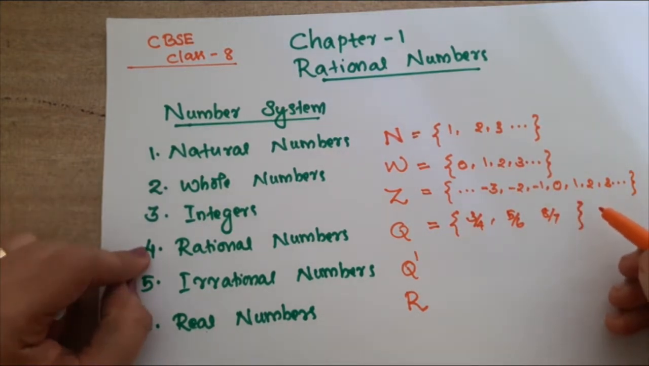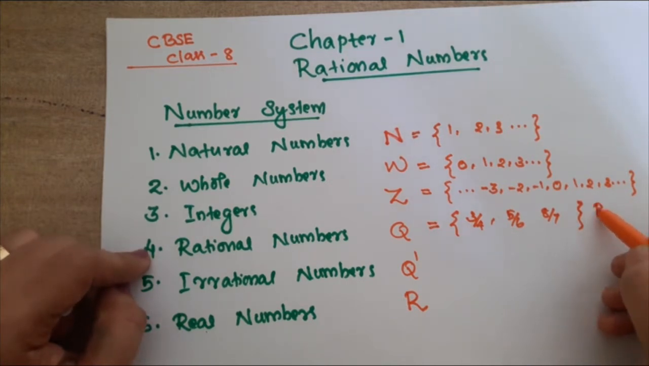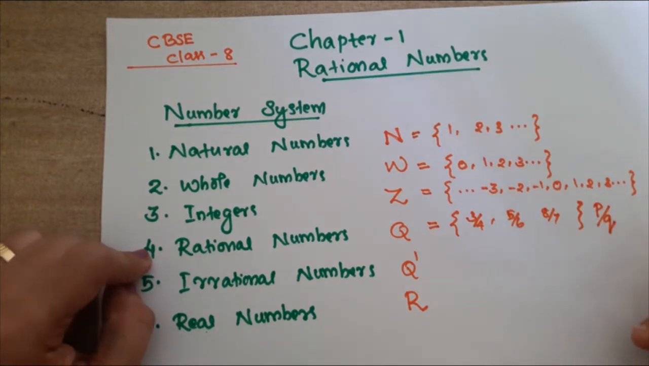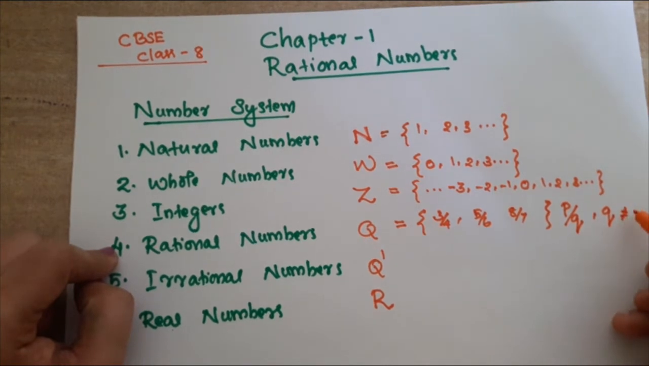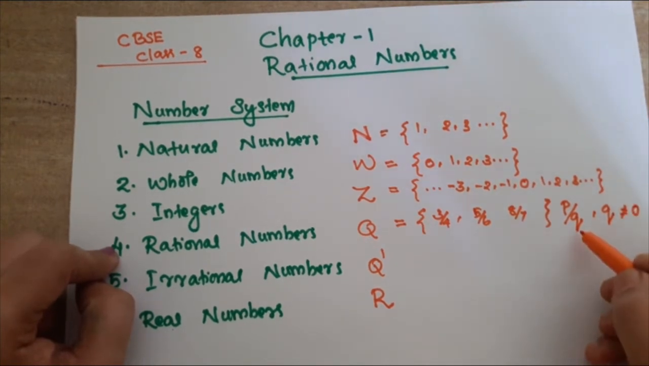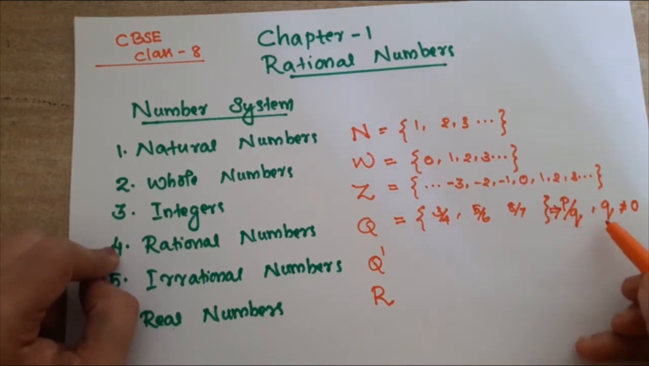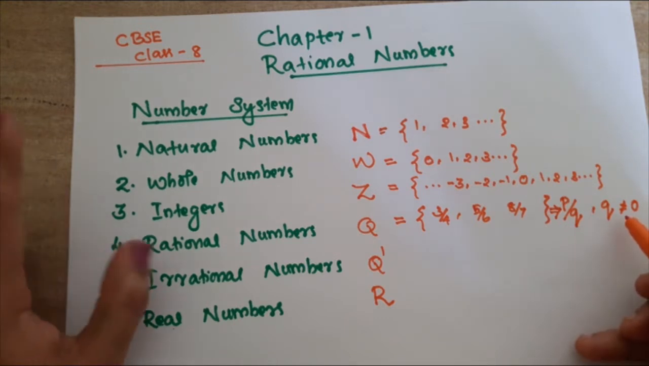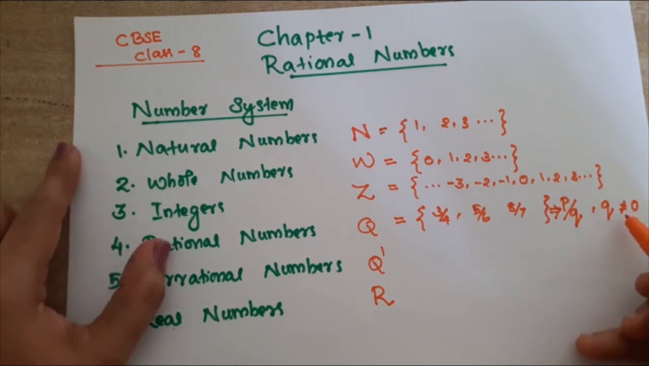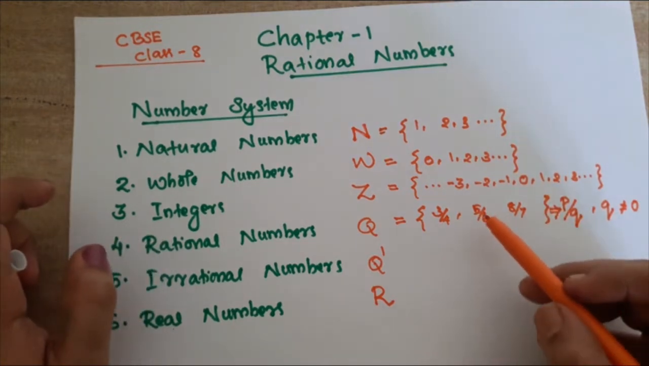This is the rational number, and this is about our chapter. We can write these rational numbers in P by Q form. The condition is Q not equal to 0. Q should be a number not equal to 0. So we can write this rational number as P by Q form, with the condition Q not equal to 0. Then that is our chapter.